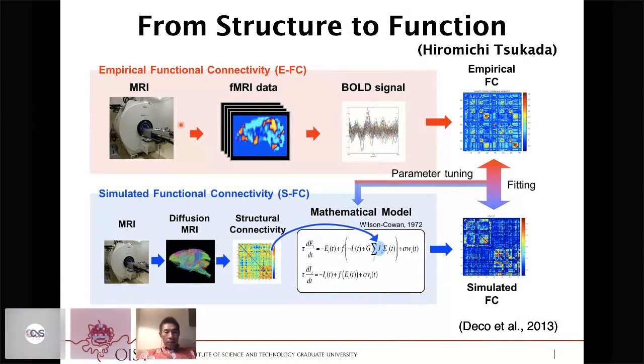And from functional MRI, we can also observe the BOLD signal and then obtain the empirical functional connectivity. And then we see whether these two features of the dynamics can match each other. This is a framework proposed by Gustavo Deco, first in human MR data. We are testing it with marmoset MR data with a validated connection matrix.